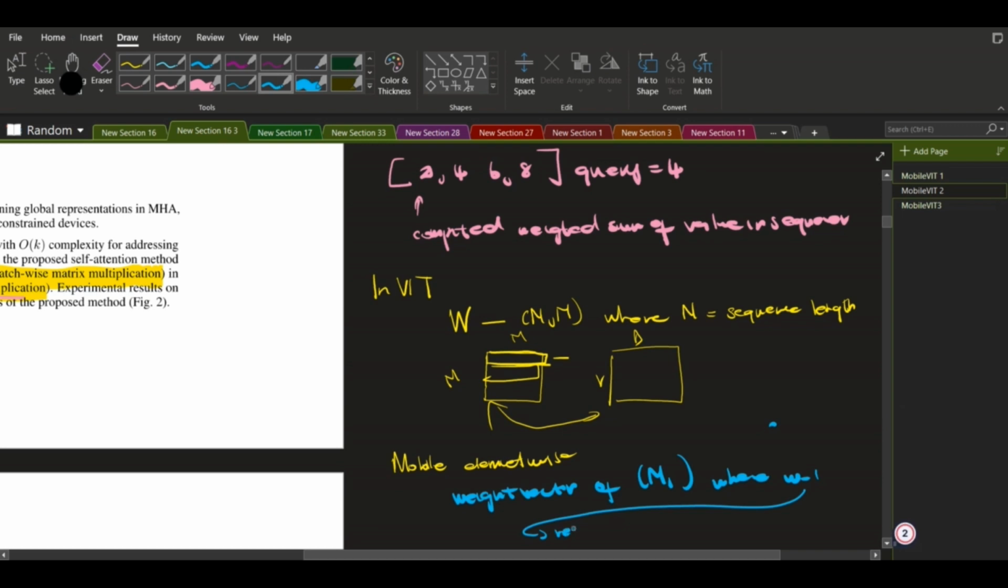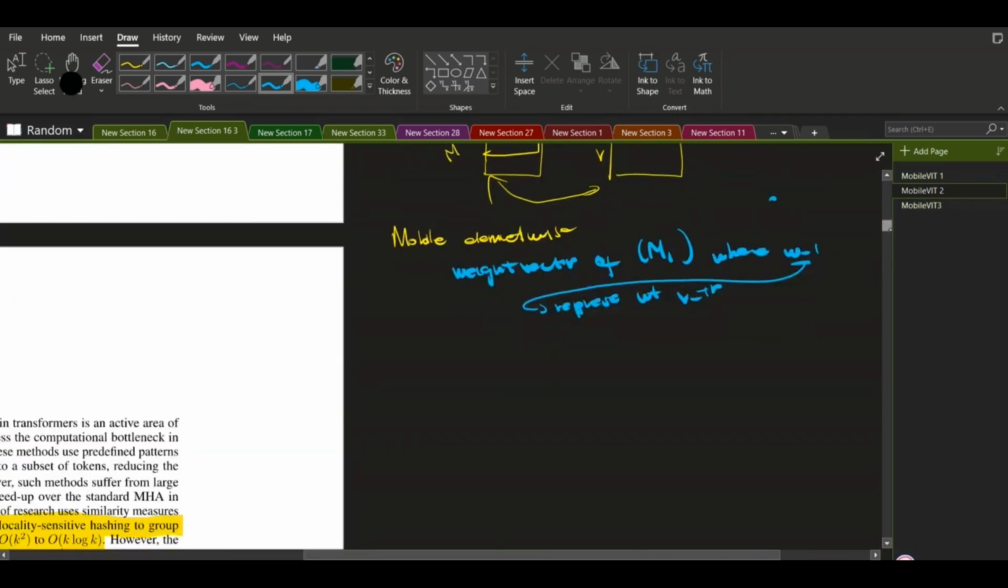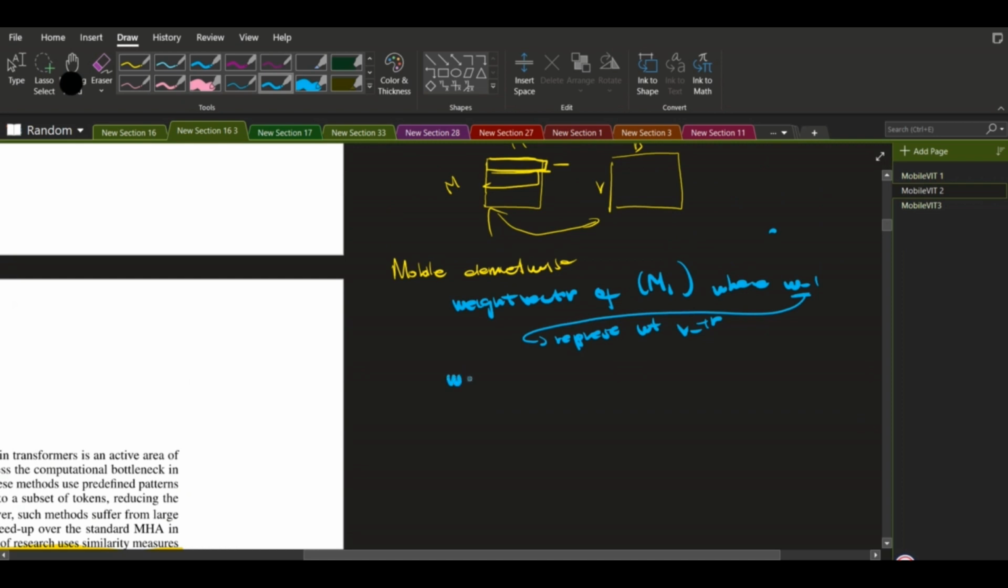Yes, wi represents the similarity with the ith value, how similar the weight is. So it's like a value-to-value similarity in a sequence. How you get it, you say maybe wi equals q times vi. So this is like the query. Then you multiply by the ith value in the sequence, and you're going to get the weight.